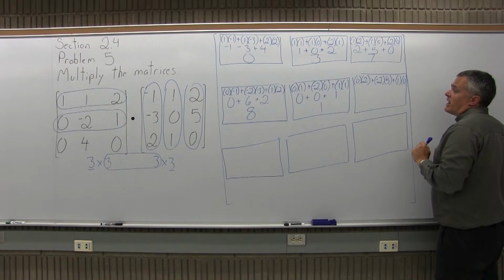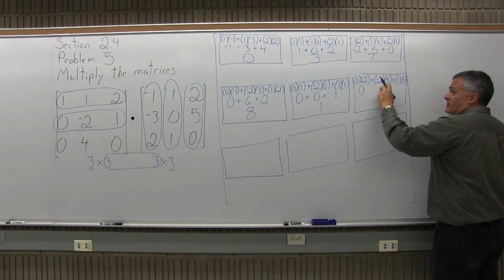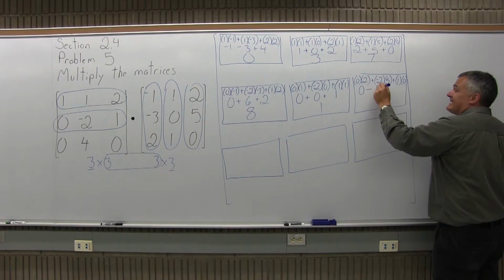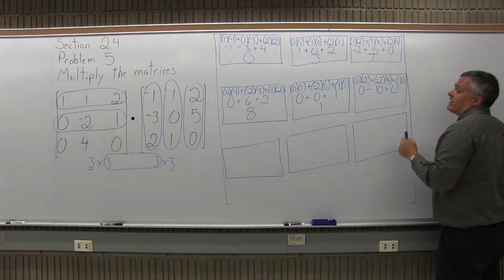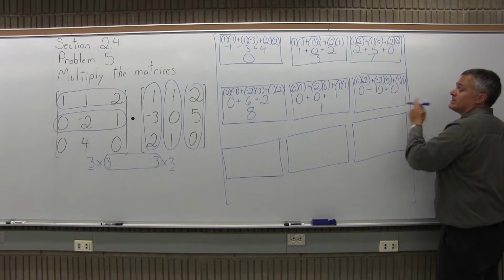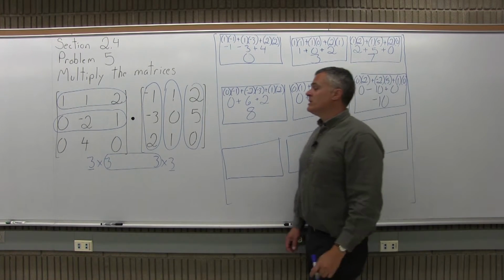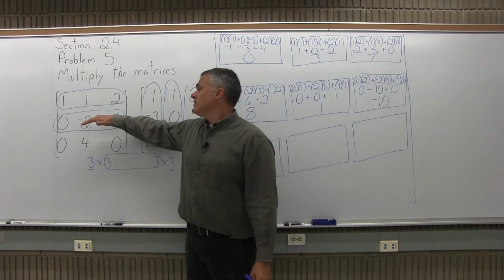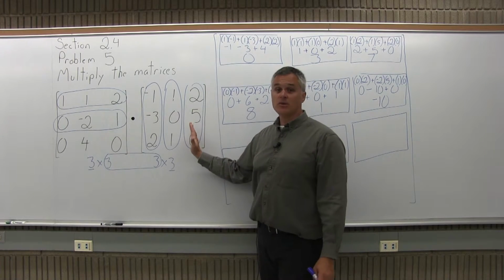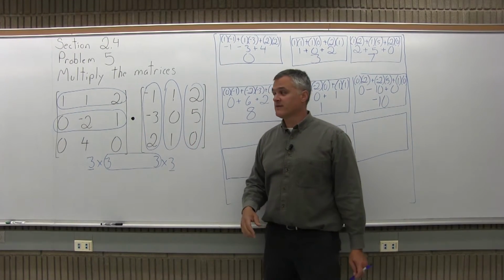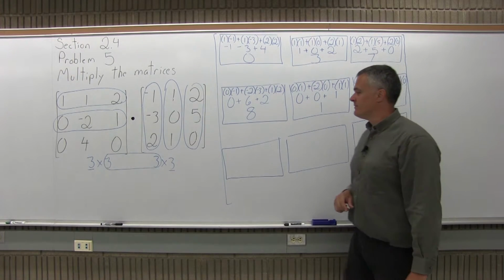And when you do that work out, 0 times 2 is 0, plus negative 2 times 5 is minus 10, plus 1 times 0 is 0. And when you add those results, 0 minus 10 plus 0, the answer you get is negative 10. And again, in terms of where we put it, we multiplied the middle row of the first matrix times the last column of the second matrix, and the result we got of negative 10 went in the middle row and last column of the solution.